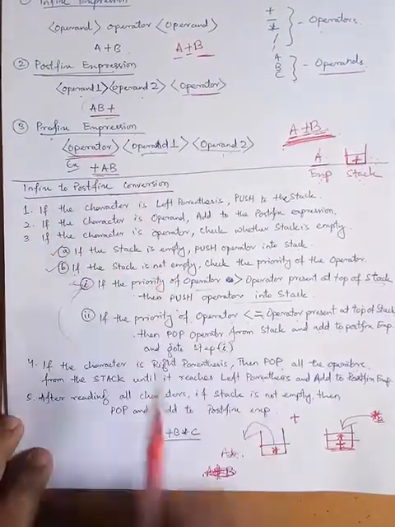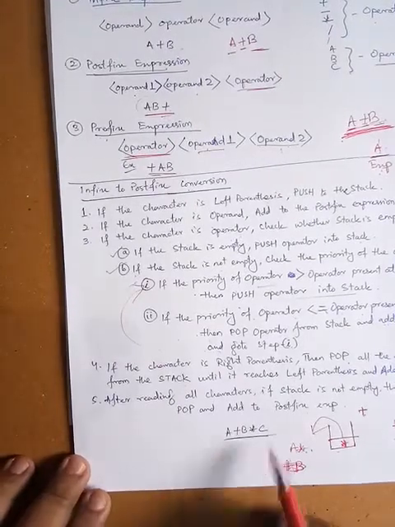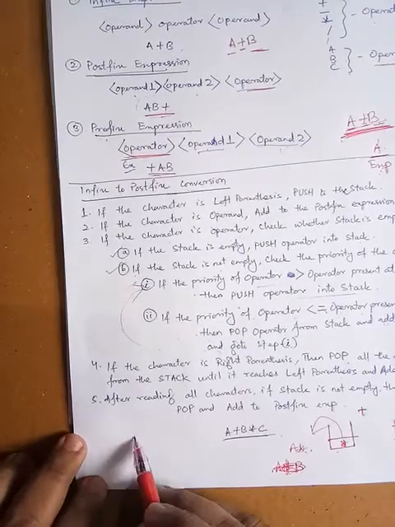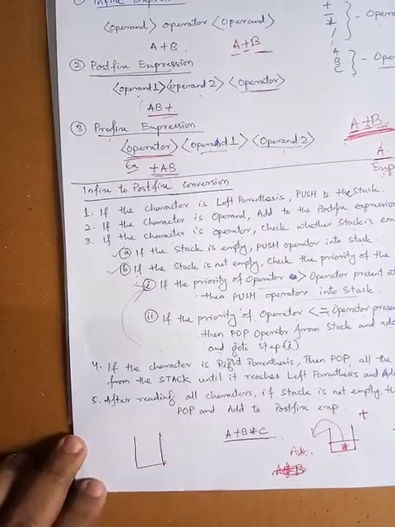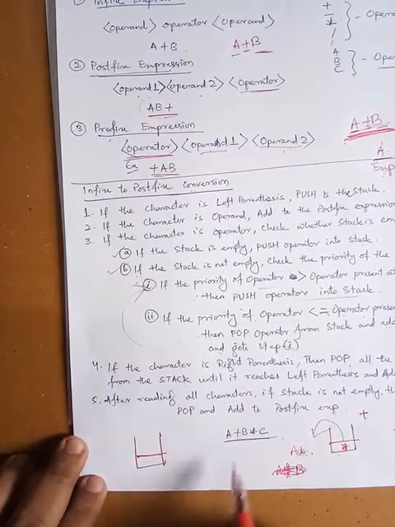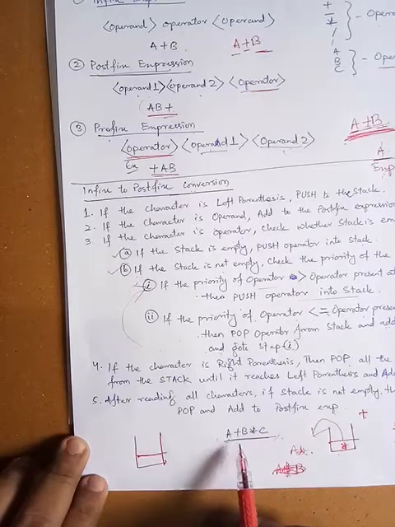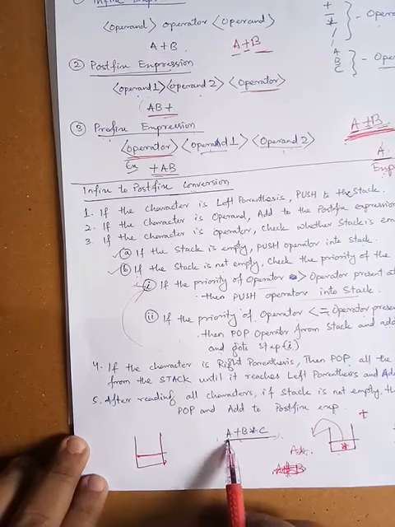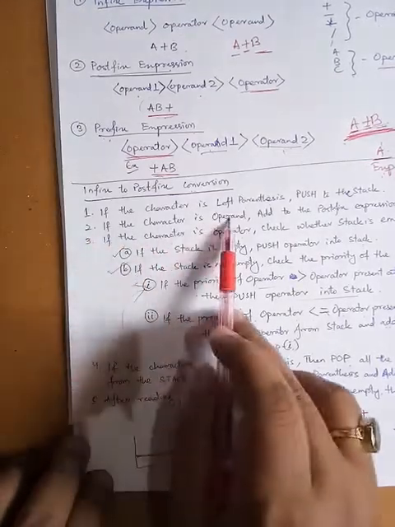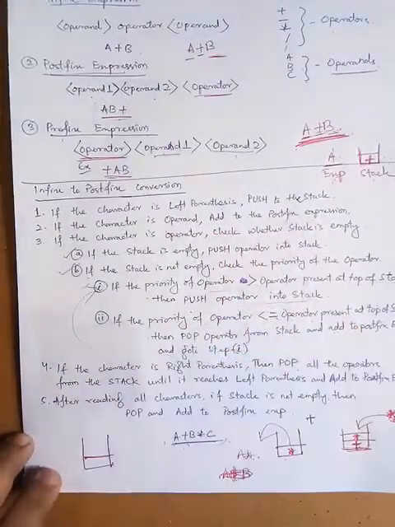This is an important one, infix to postfix expression. Suppose we have one example, a plus b star c. So you must use the stack here. The first character is a. This is the total expression, a string. So first, a is the character. A is one operand, so this is the second condition: if the character is an operand, then add it to the postfix expression.